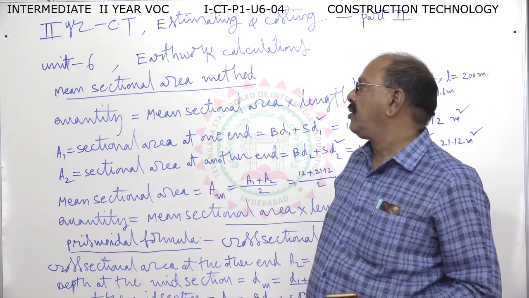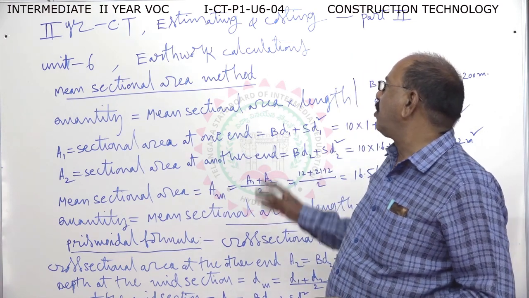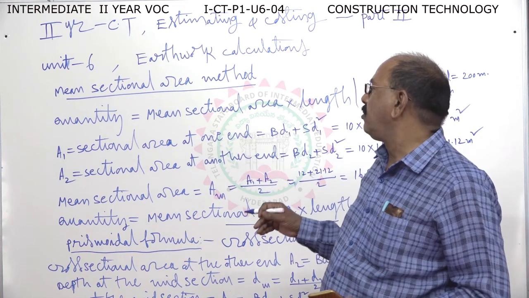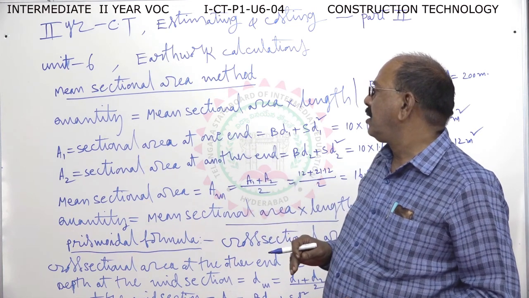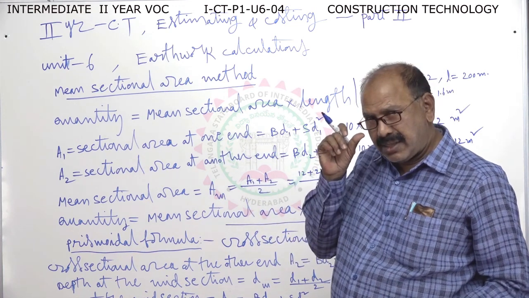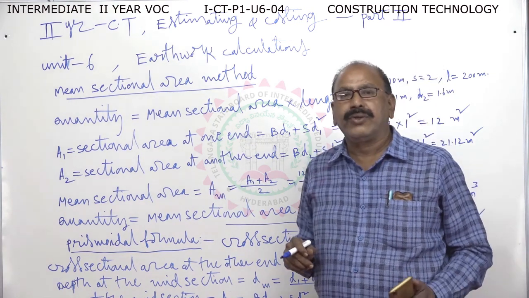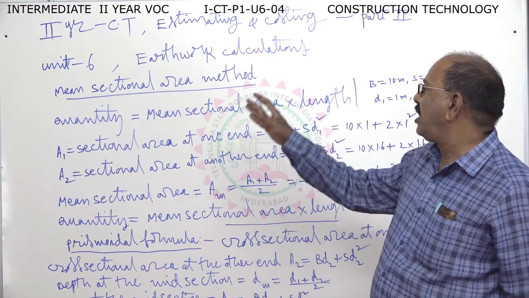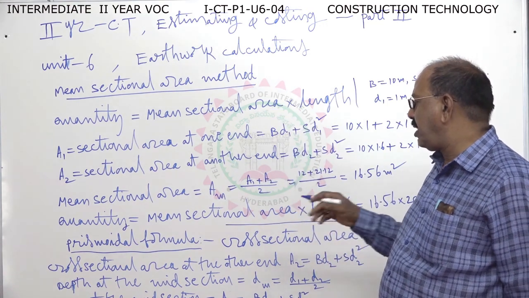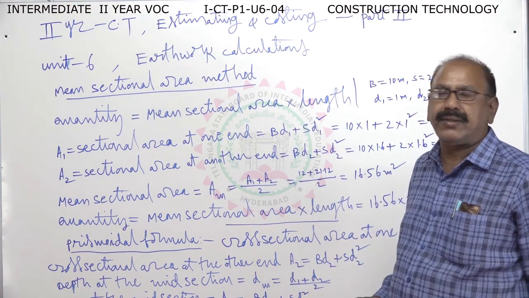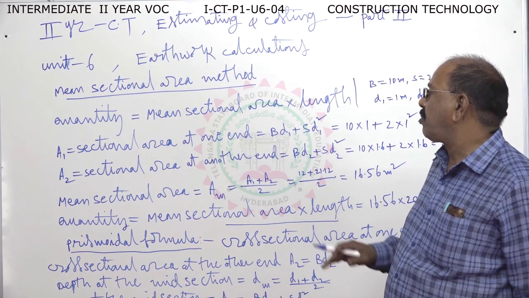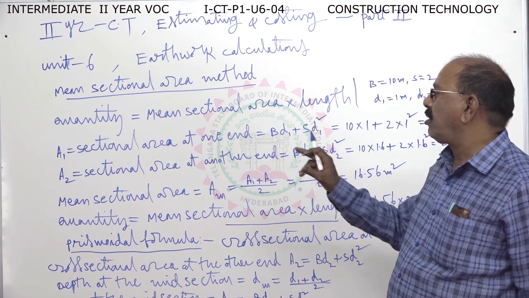Last class, we solved an earthwork calculation problem by one method, that is the mid-sectional area method. Today, we are going to do the mean sectional area method and the prismoidal formula or prismoidal method. That problem we have done only one method.